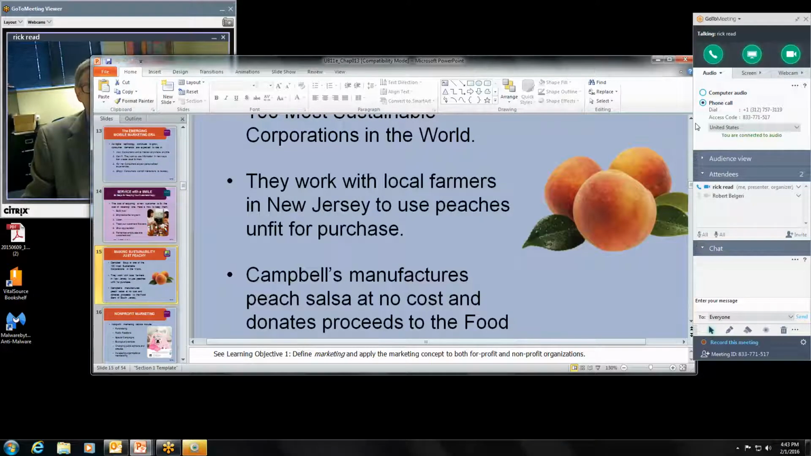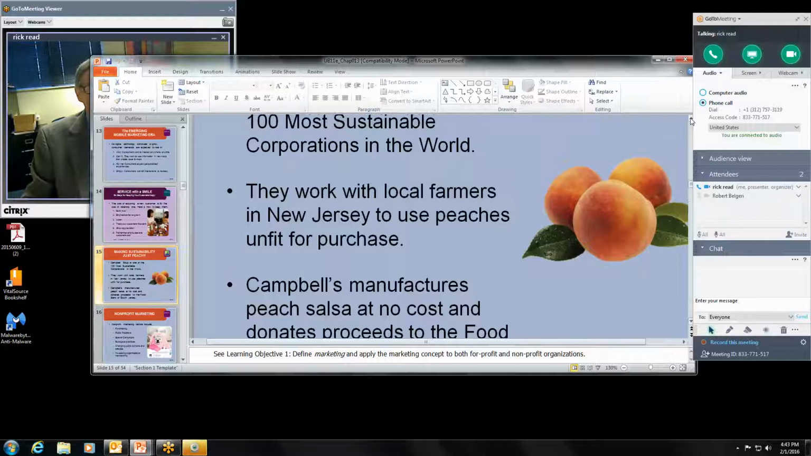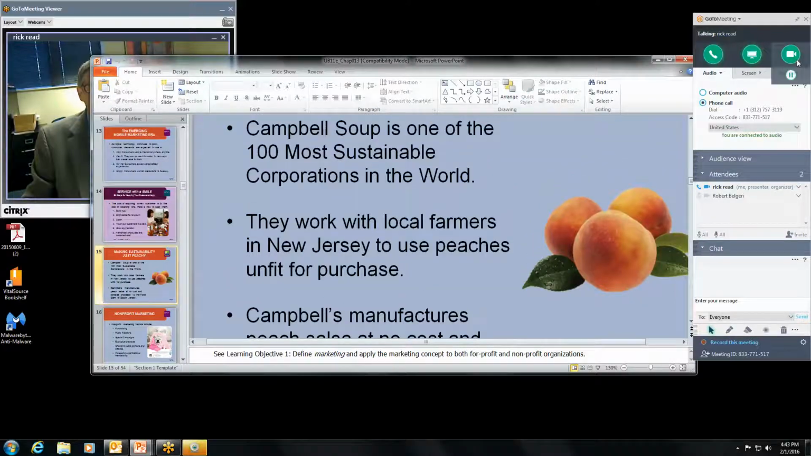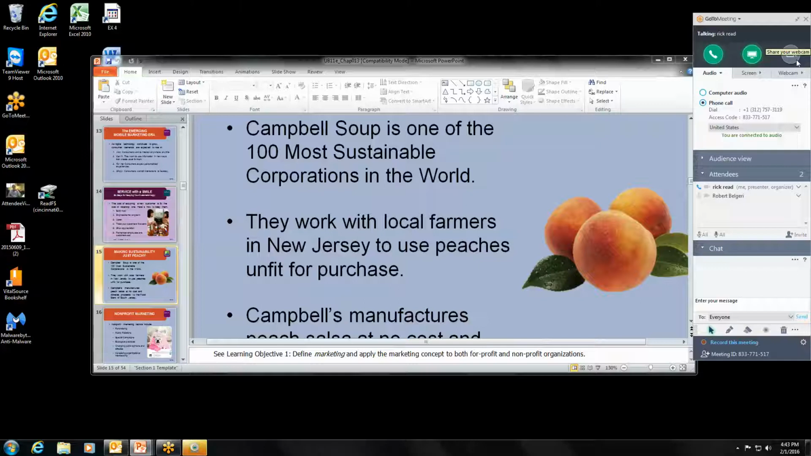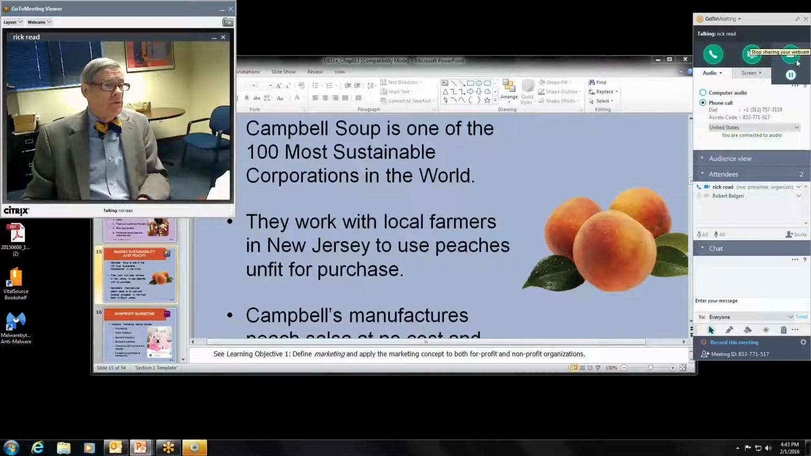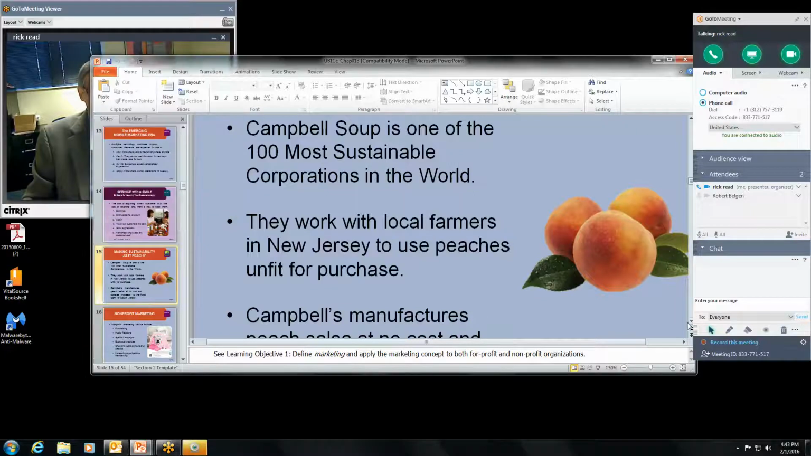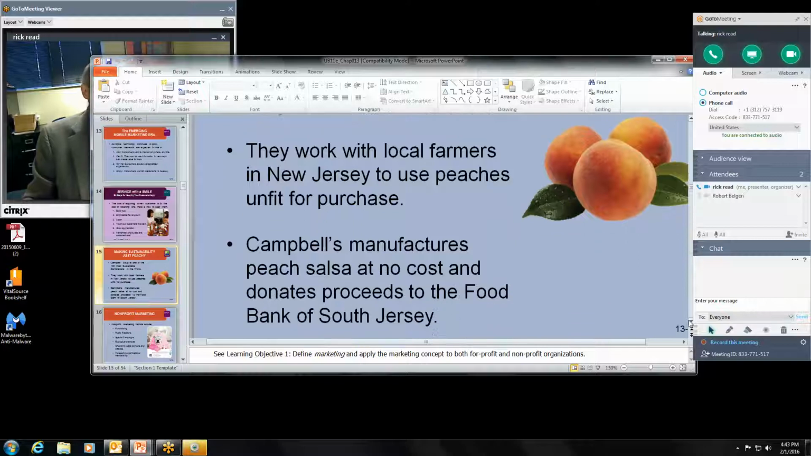This is just talking here about sustainability and something that Campbell Soup does. It buys peaches from local New Jersey farmers that can't be sold for various and sundry reasons, and then manufactures peach salsa, is what it says here, at no cost, and donates it to the local food bank.